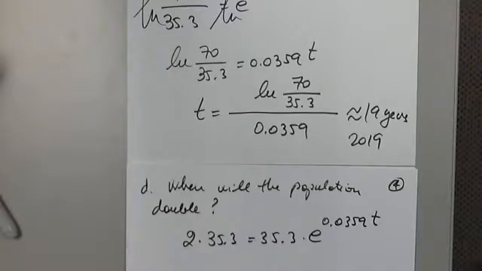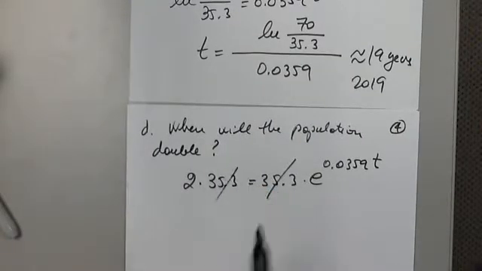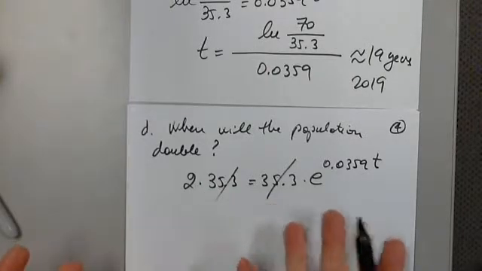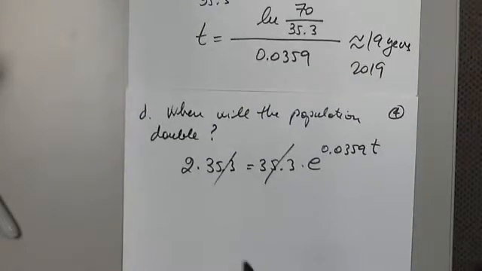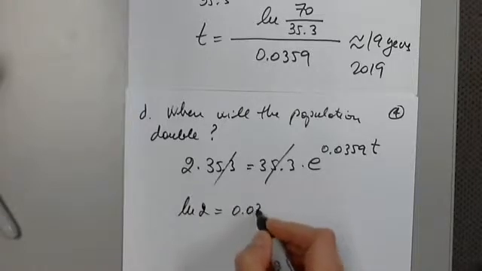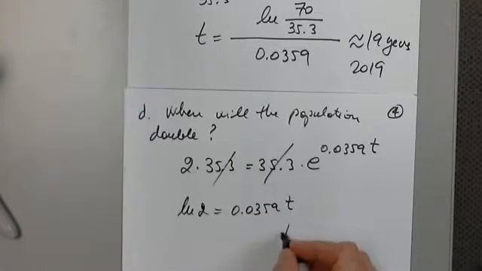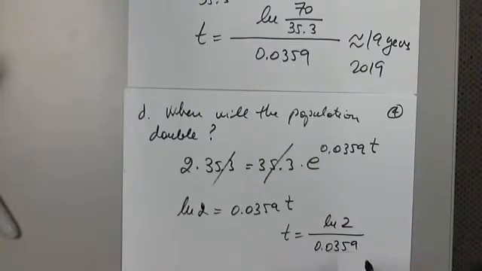Why do you think I did not want to multiply? Because I still need to simplify it. I still need to divide both sides by it. Is it wrong to multiply and say 70.6? No, you still have to divide by 35.3. So this is natural log 2 equals 0.0359 t. So t equals natural log 2 over 0.0359.